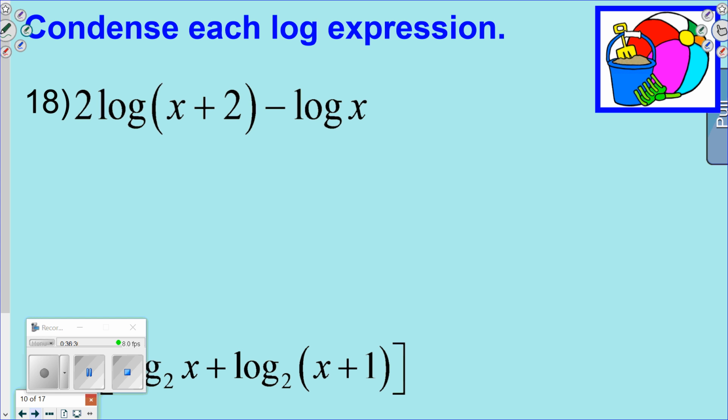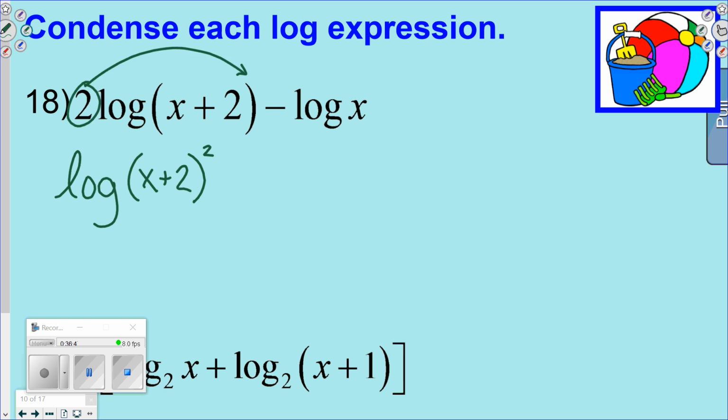How many logs when I condense? How many times do I write log? I write it once. Log of, good, x plus 2 squared. If you got something with a plus sign, I can't touch that. So that just comes back as its exponent. Minus, do I write log again? Just x. Yep.